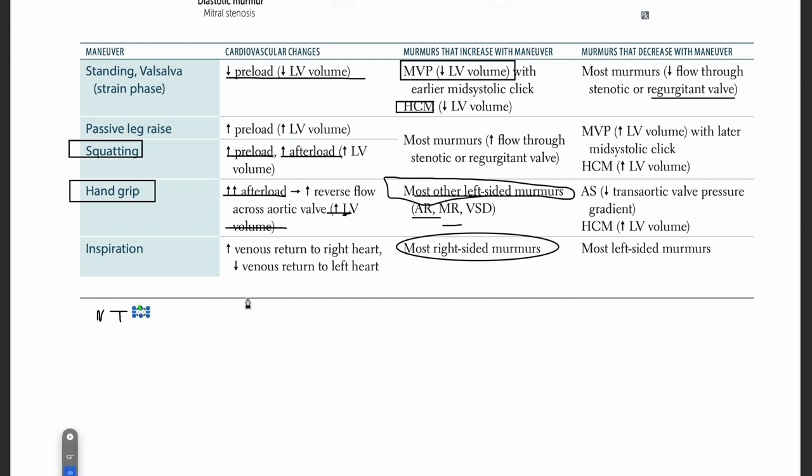Nitroglycerin. It decreases preload because of vasodilation, right? So that decreases venous return. Preload. Okay. It increases the murmur intensity for these, and it decreases left ventricular blood volume.